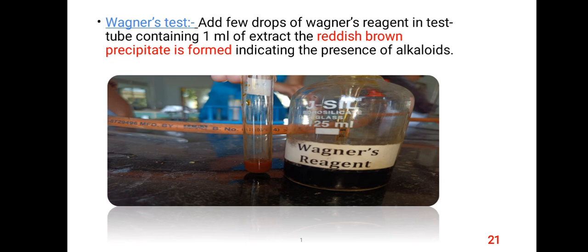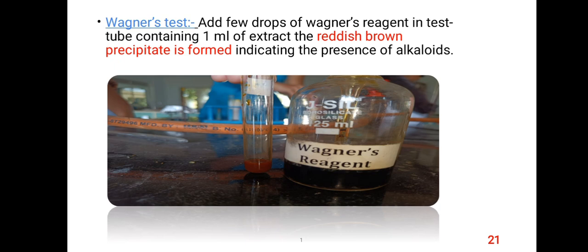As our plant is showing alkaloid presence, we are going to perform some alkaloid tests on it. First, we did Dragendorff's test. By adding 1 ml of Dragendorff's reagent to 2 ml of extract, an orange-red precipitate was formed, indicating the presence of alkaloids. Hager's test: 1 ml of extract was treated with a few drops of Hager's reagent. A yellow precipitate was formed, indicating the presence of alkaloid. Wagner's test: add a few drops of Wagner's reagent in a test tube containing 1 ml of extract.